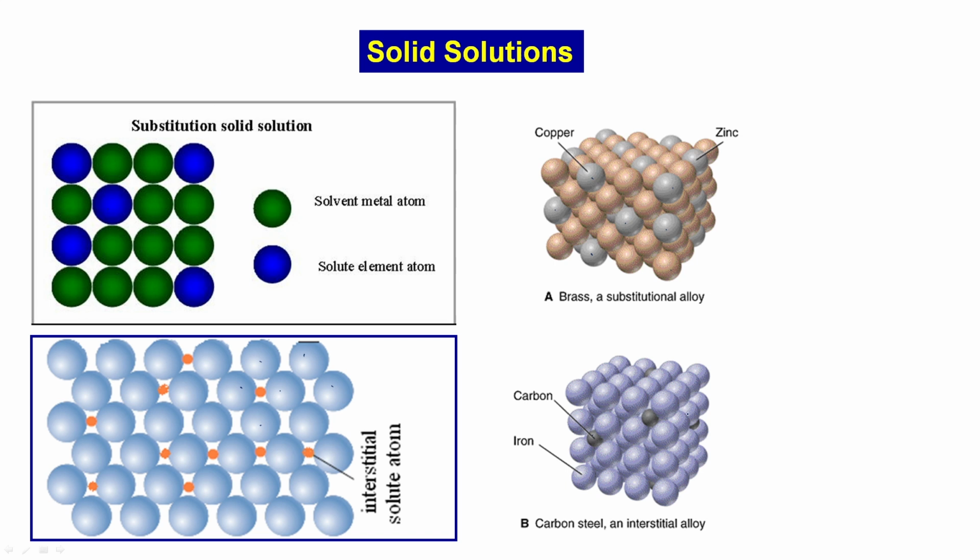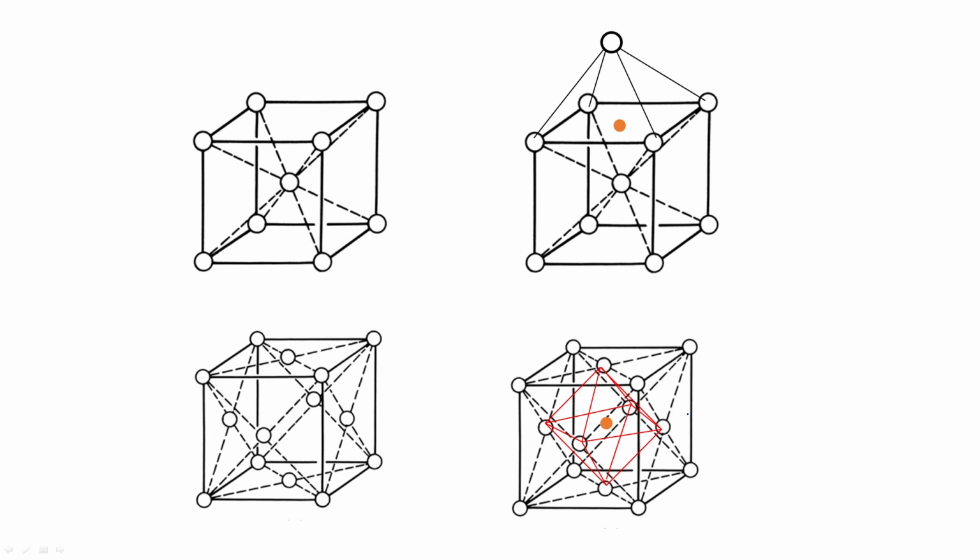So, what I told you is that solutions can be of two types, substitution solutions or interstitial solutions, right. Interstitial solution means one of the atoms is smaller compared to the other atom. Let us look at it. Let us talk about a BCC structure. This is a body centered cubic structure, right. You can see here the atom at the body center.